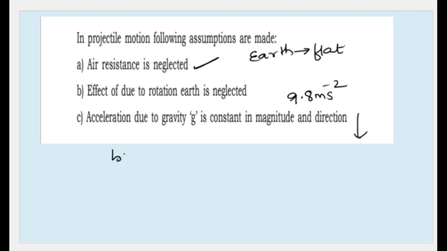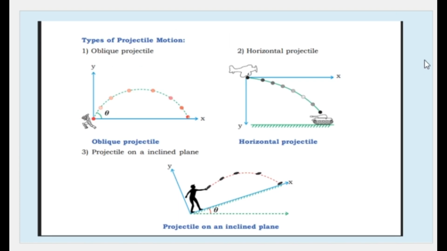But the important thing here is that velocity changes both in magnitude and direction. At each and every point, the velocity magnitude changes and the direction also changes. Types of projectile motion: there are three types of projectile. First one is oblique projectile. Oblique projectile means ground to ground projectile. The second one is horizontal projectile, and the third one is projectile on an inclined plane.